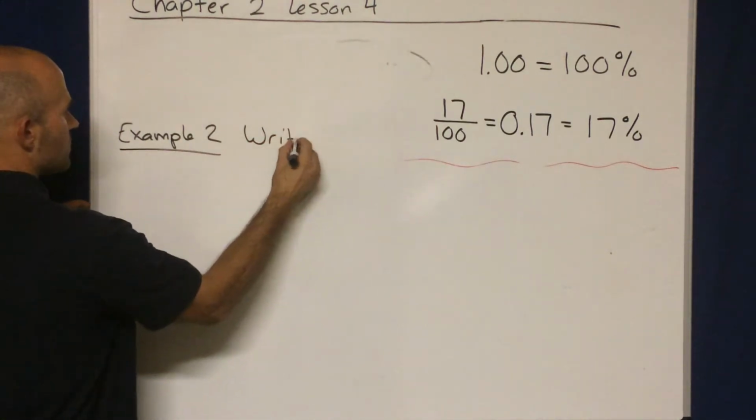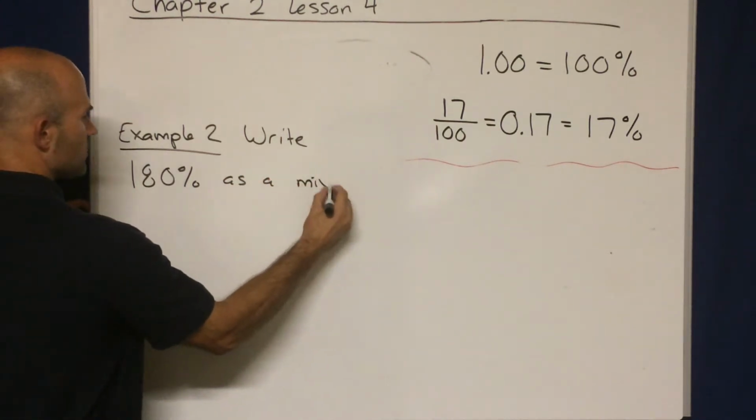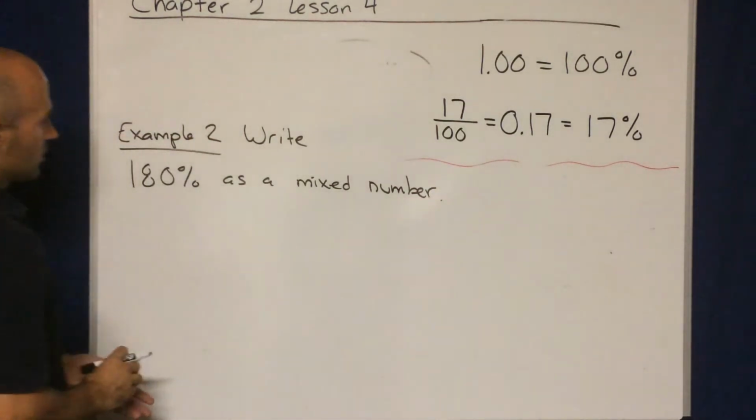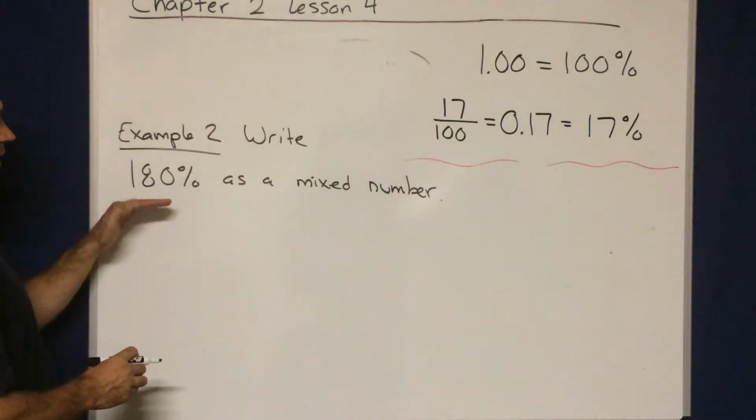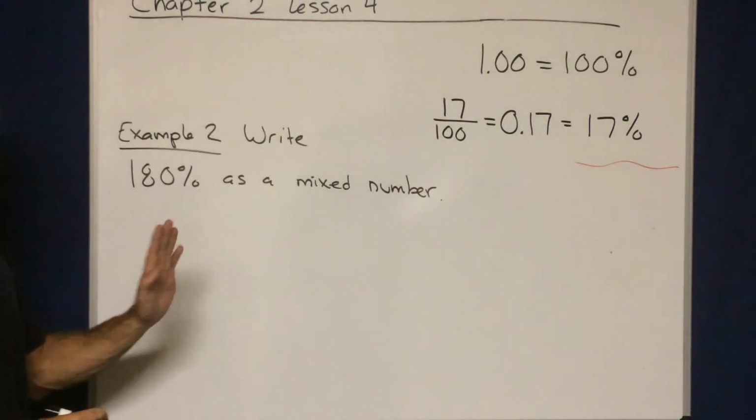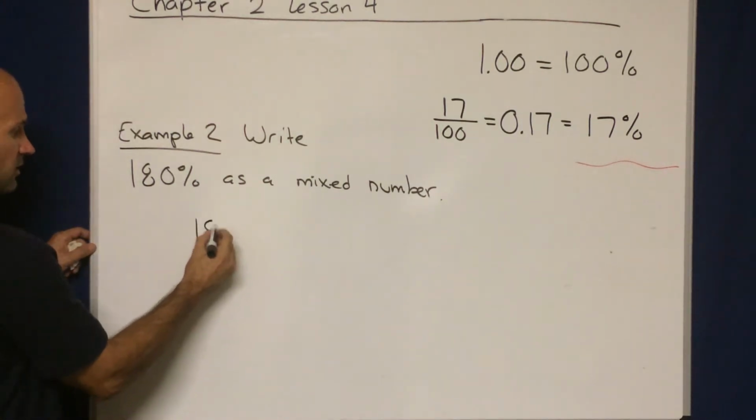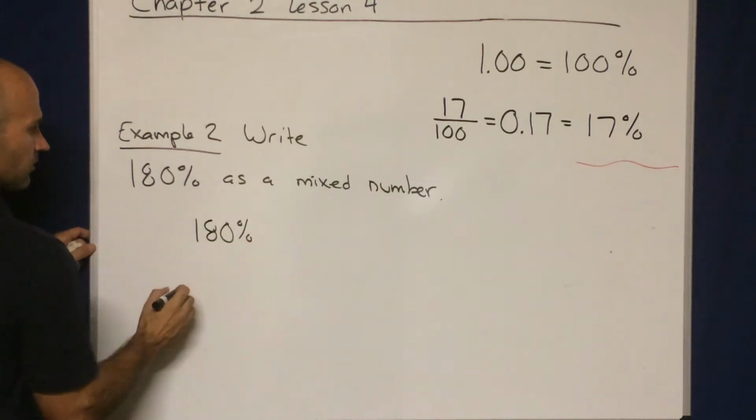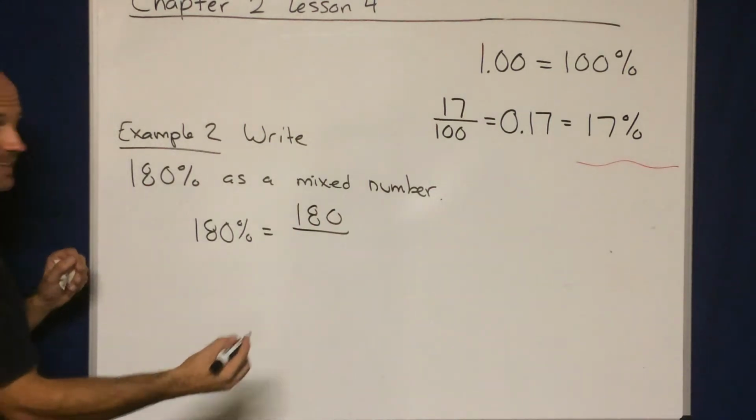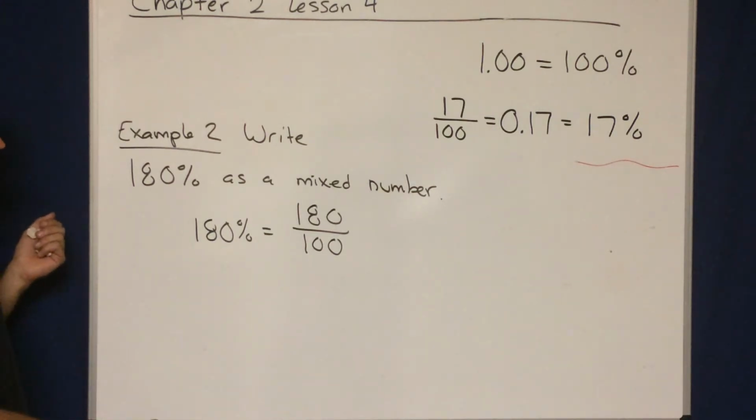Write 180% as a mixed number. And so what I want to do here is rewrite 180% as a fraction with a whole number part. So I take my 180%, I rewrite it as a fraction, just like I did in example 1a and example 1c. I'll then reduce that fraction.